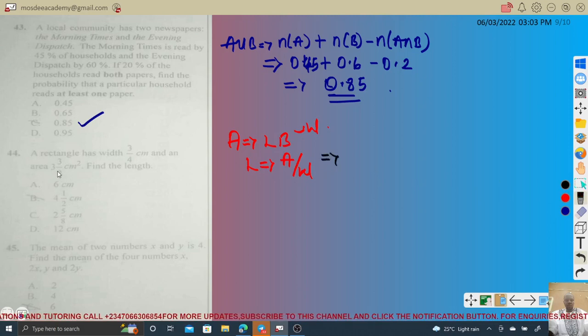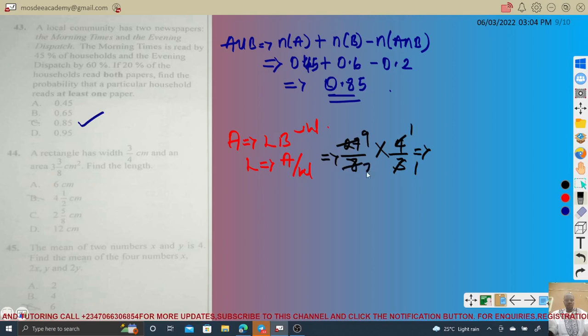The area, I will convert from mixed fraction to improper: 24 plus 3 is 27 over 8. Division, I multiply. So I will flip this one, 4 over 3. 3 here 1, 3 here 9, 4 here 1, 4 here 2. 9 divided by 2 is 4.5. So that is what I'll be looking for, and this is the answer to that question. I hope you guys also get it.